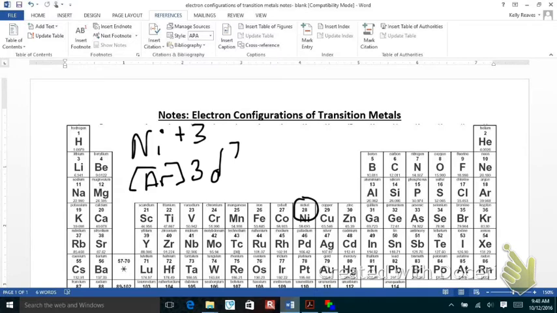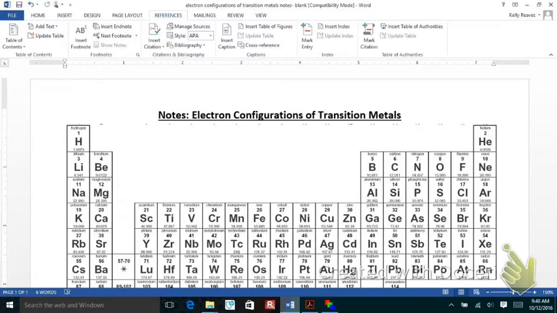All right, now I need you to take your periodic table here, and I want you to highlight a different group. Let me make it so that you can see it a little bit better, and let me scroll up or down.